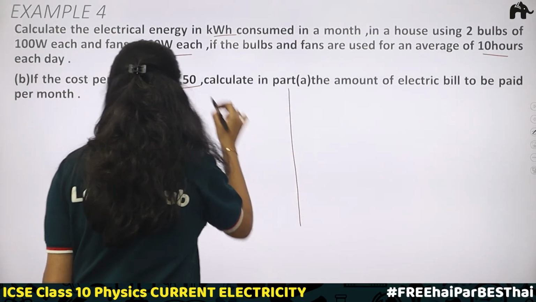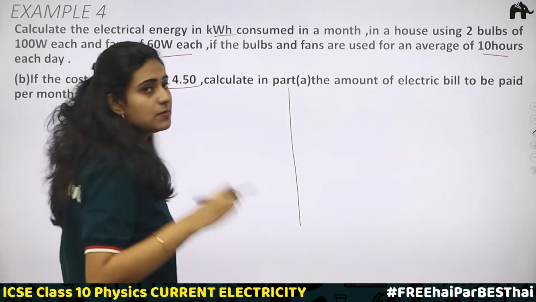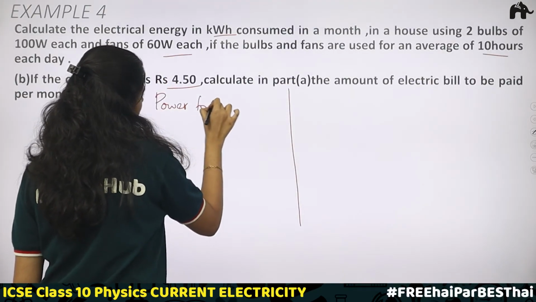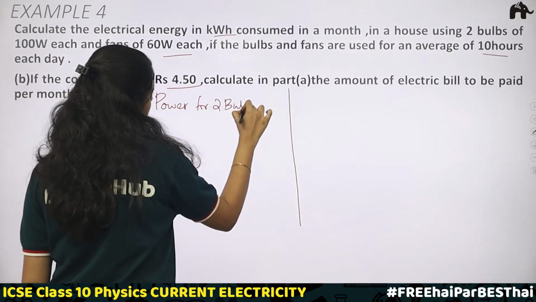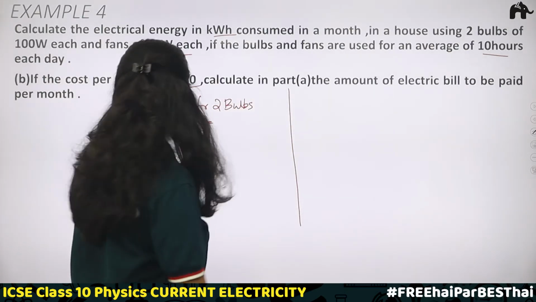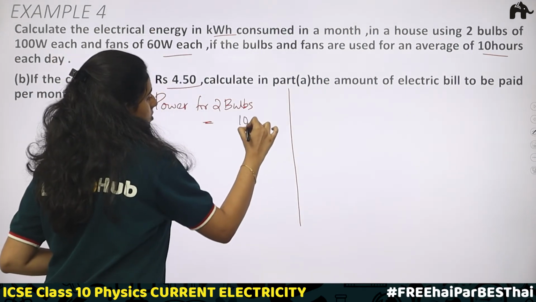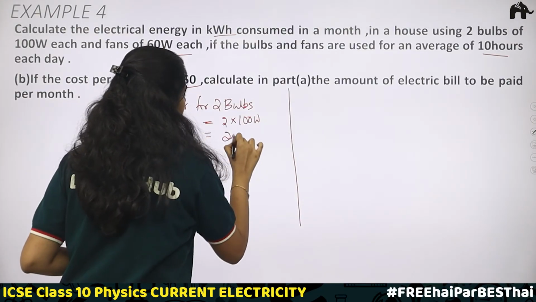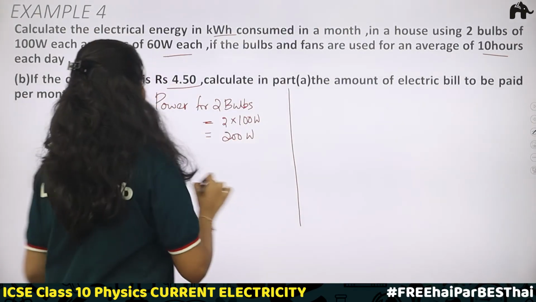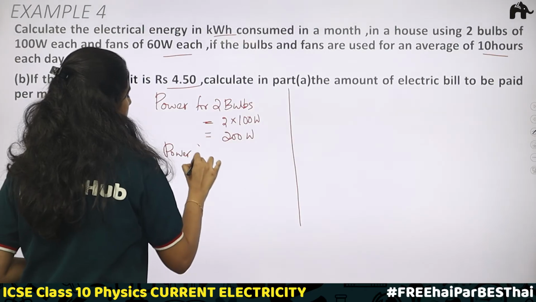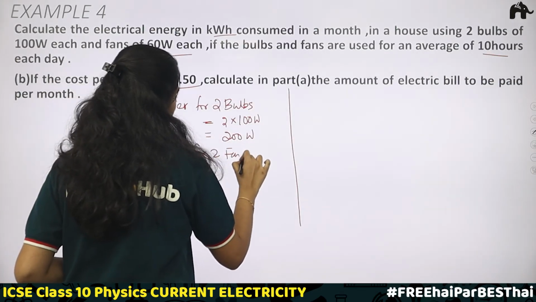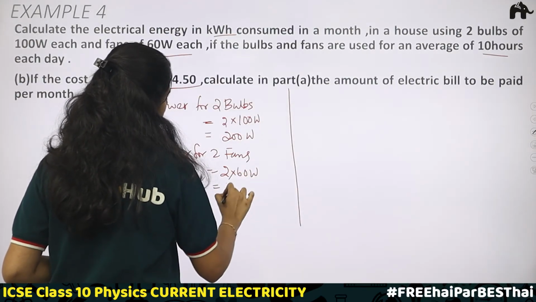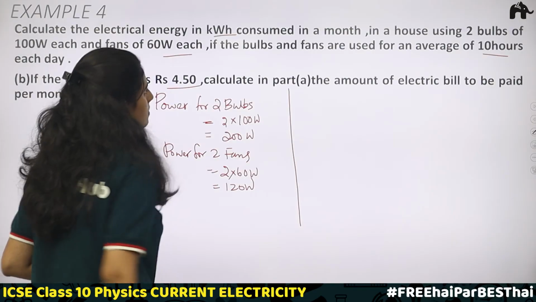Here what is given? We have 2 bulbs and 2 fans. First we'll find the power for 2 bulbs. The power of one bulb is 100 watts, so 2 into 100 is 200 watts. Next, power for 2 fans will be 2 into 60 watt, which is 120 watts.